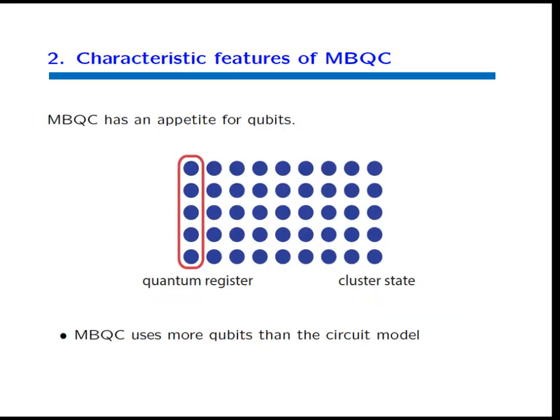The characteristic features of measurement-based quantum computation. The first thing we probably have to say when comparing to the circuit model is that measurement-based quantum computation has an appetite for qubits. It uses more qubits than the circuit model would. And the reason for that is simple. In the circuit model, you need as many qubits as your quantum register can fit. But in measurement-based quantum computation, you multiply that number with the number of time steps. That is how many qubits you need, and that can be quite large.